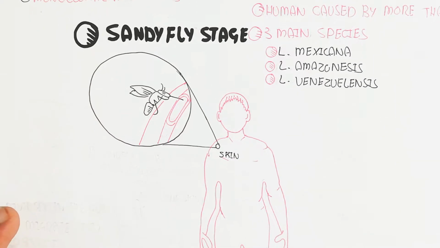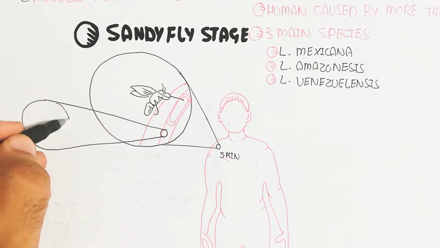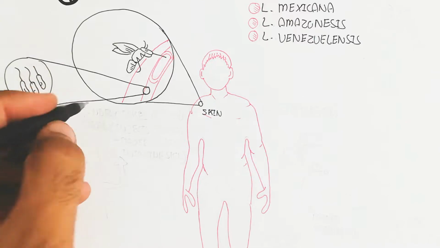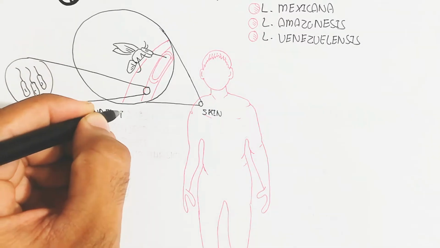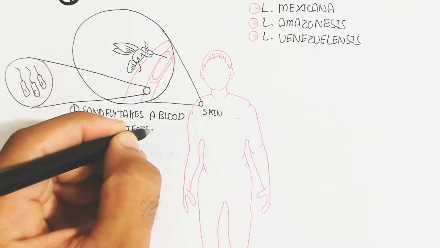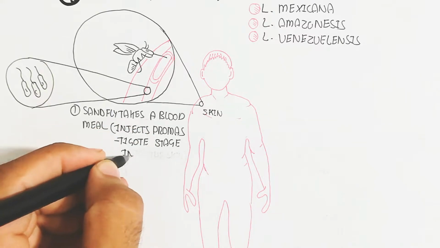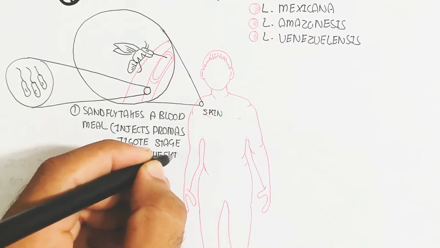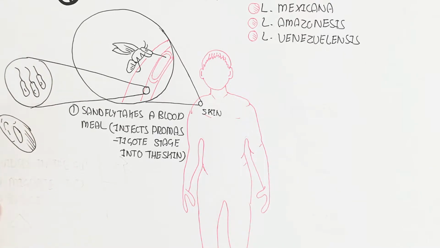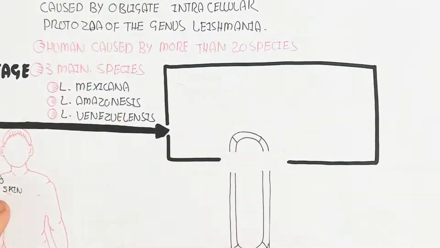The sandfly takes a blood meal and injects the promastigote stage into the skin. So the promastigote stage. Here you can see the diagram of the structure of the protozoa, which will be injected into the blood circulatory system of the human. After the injection, the cycle will begin. In this way, we will discuss the cycle.